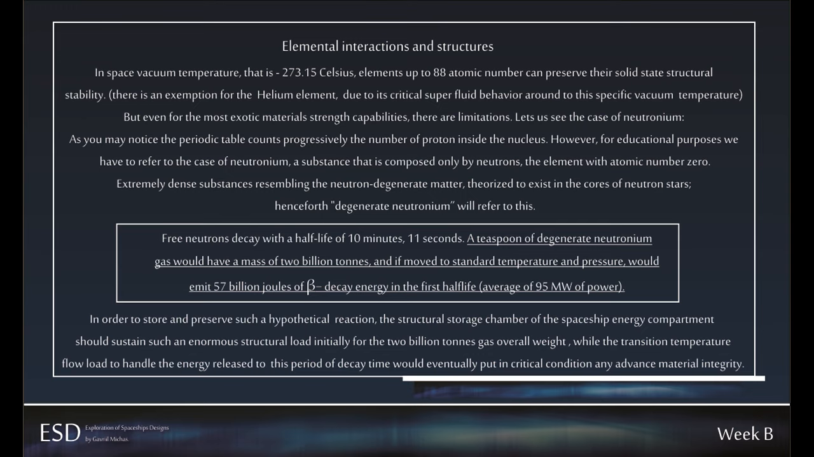A teaspoon of degenerate neutronium gas would have a mass of 2 billion tons, and if moved to standard temperature and pressure, would emit 57 billion joules of beta decay energy in the first half-life, with an average of 95 megawatts of power.